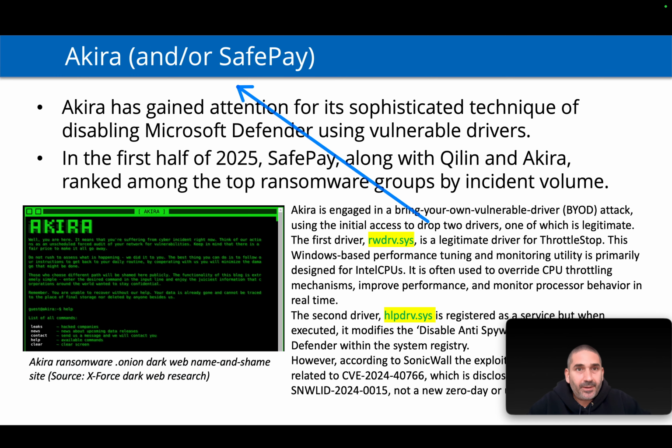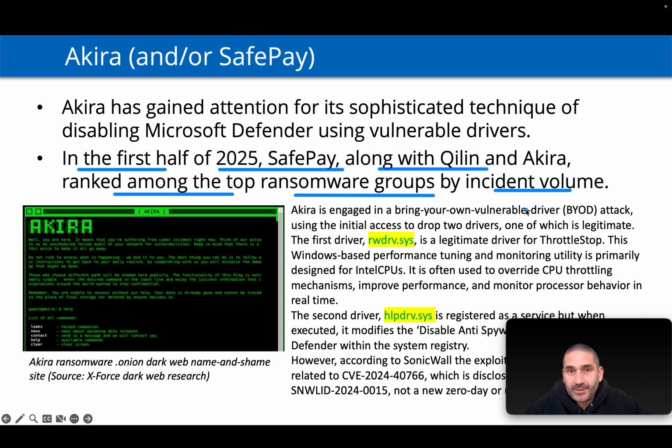Akira or SafePlay. Akira gained attention for its sophisticated techniques of disabling Microsoft Defender using vulnerable drivers. So in the first half of 2025, SafePlay, along with Killin and Akira, ranked among the top ransomware groups by incident volume. This is the screenshot of Akira. It's an Onion dark web name, and the source is from X-Force Dark Web Research.